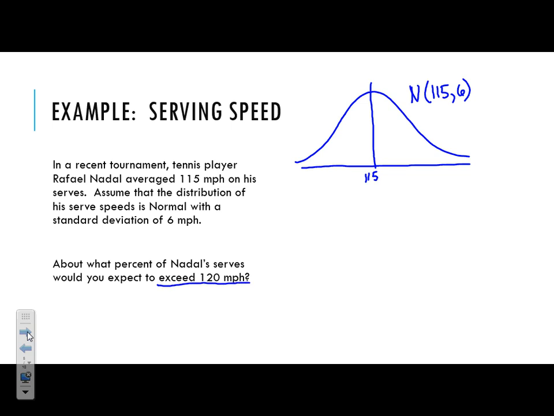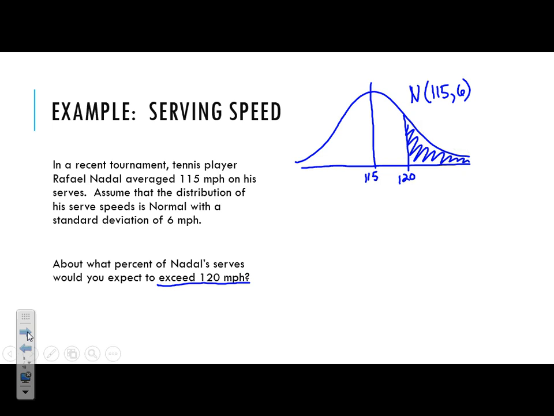Well, I know 120 is larger than 115, so I'm going to put it up here somewhere. I'm going to label it. And now I want to shade the area that I'm trying to find. Well, I want to find the percent of Nadal's serves that are going to exceed 120 miles per hour. So I want to find this area up here. Okay? Well, now we've got 2 routes to go.